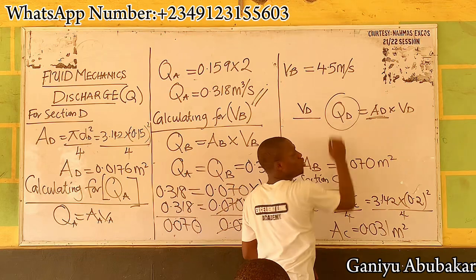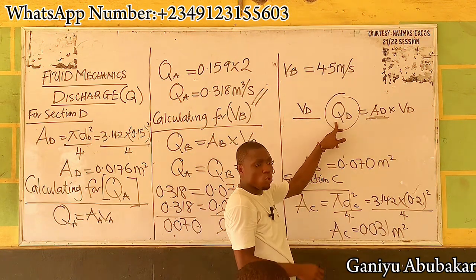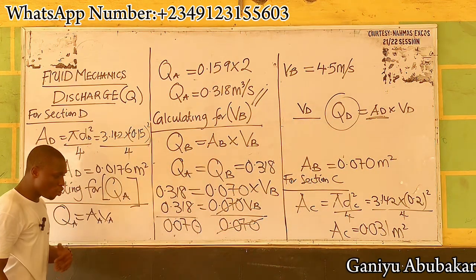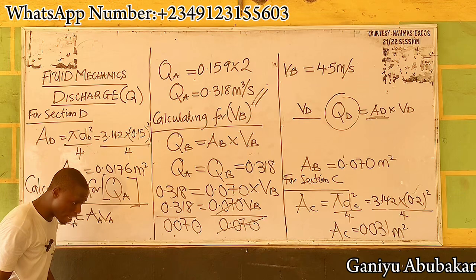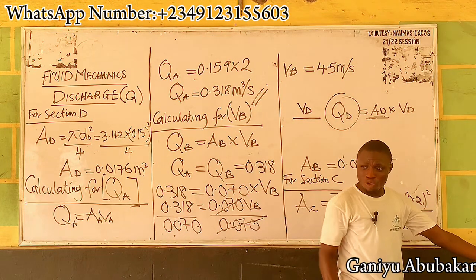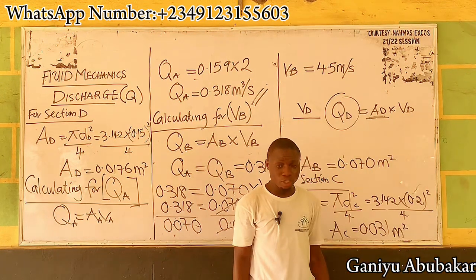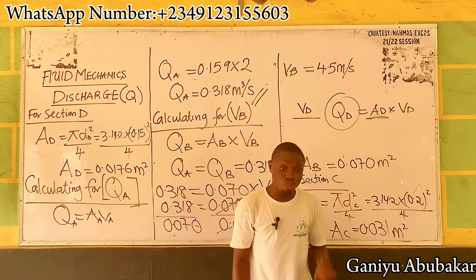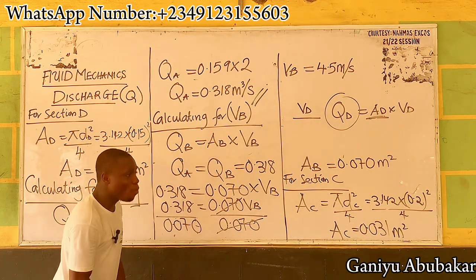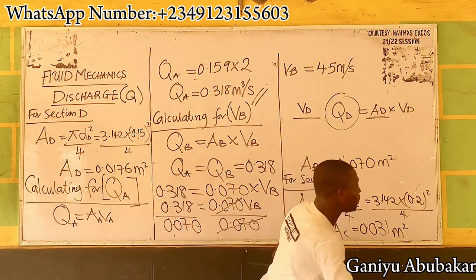Did I know QD? No. Before I can find QD, I need to know QC. Before you pass through that pipe, you pass through A, before B, before C, before D. You can't skip C and go to D. You should know the value for C before you go to D. My task is that I'm looking for VD, but I'll branch to some parts to get it.